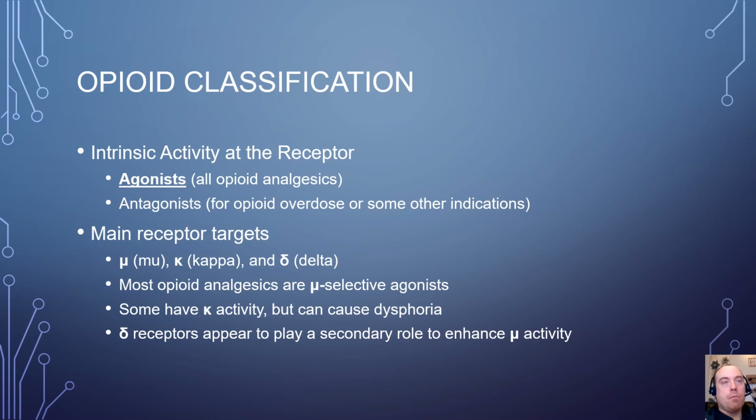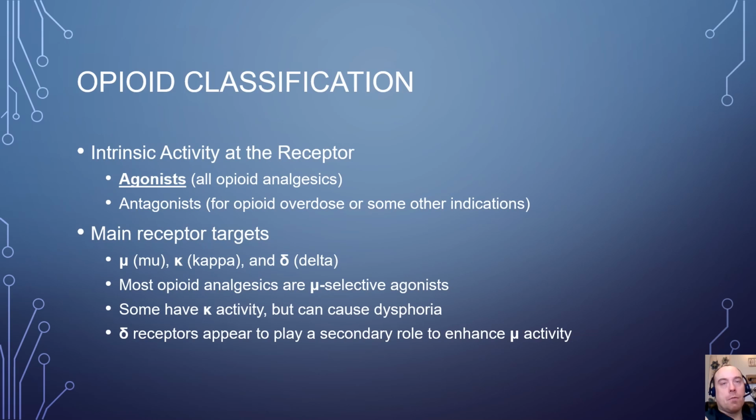The main receptor targets are mu, kappa, and delta. Unfortunately, there's not a lot of information on what the role of the kappa receptors in the body is. Almost everyone in this field will consider the mu receptors the most important receptors. So that's what we're looking for, mu targeting. Some of the kappa activity can cause dysphoria or feeling unwell. So that's one of the pieces of information we do have about that.